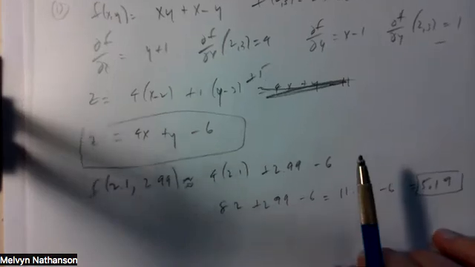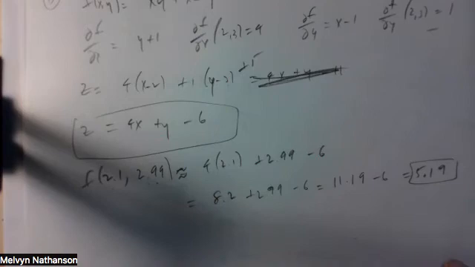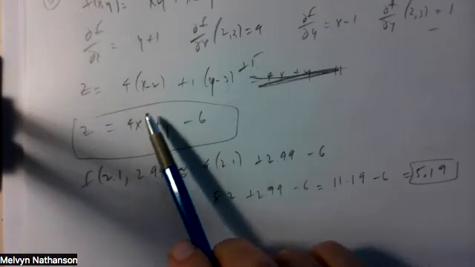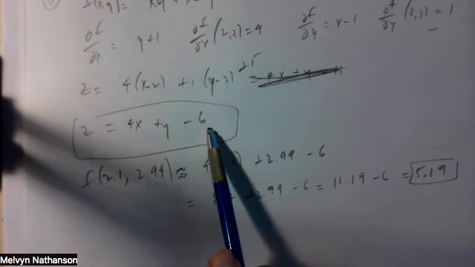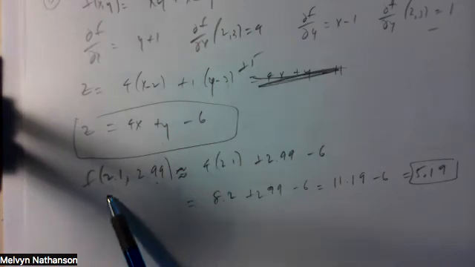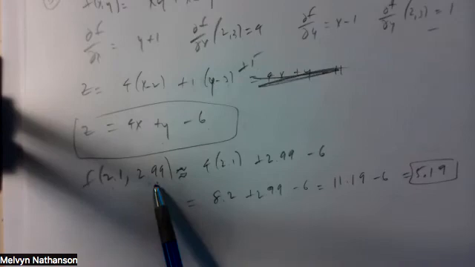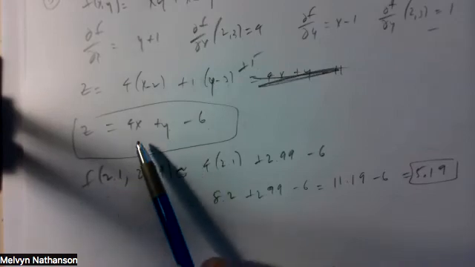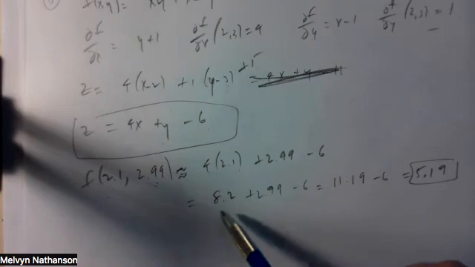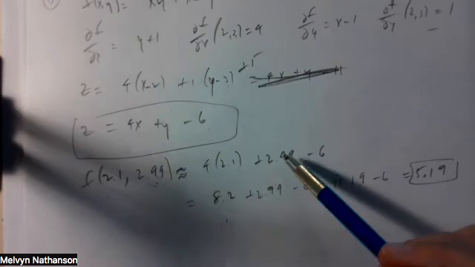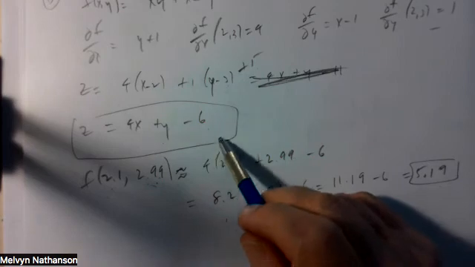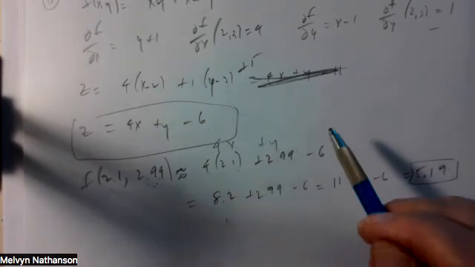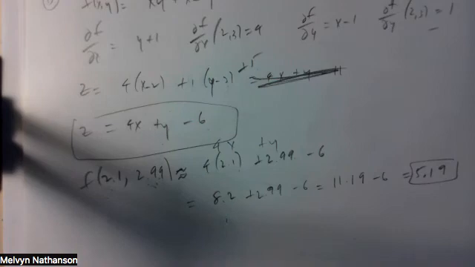Professor, how do you get 8.2? So this is my tangent plane, 4x plus y minus 6. When x is 2.1 and y is 2.99, this number is 4 times 2.1, which is 8.2, plus y, 2.99. This is 4x plus y. Okay. Thank you.